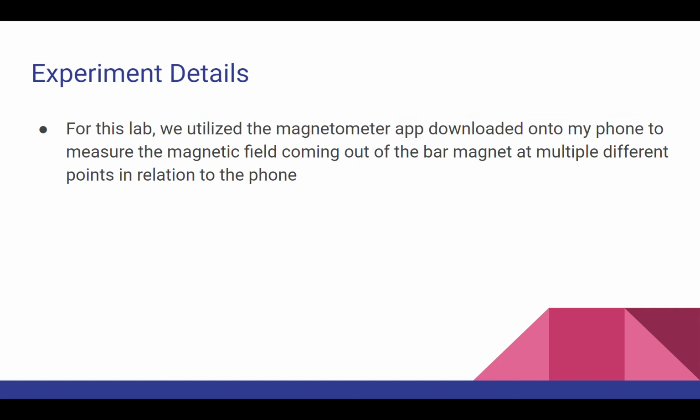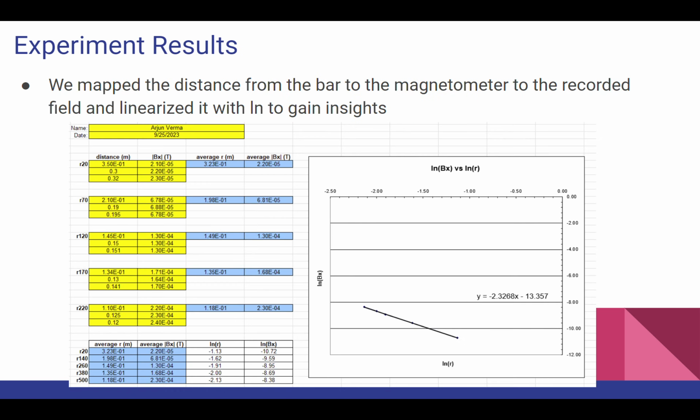For the details of our experiment, for this lab we utilize the Magnetometer app, downloaded on my phone, to measure the magnetic field coming out of the bar magnet at multiple different points in relation to the phone, as well as the magnetic field of the Earth. So what we did is we mapped the distance from the bar magnet to the magnetometer against the recorded field and linearized it with ln in order to gain insight. You have to take the log in order to linearize this formula. It was exponential, so you take the log to linearize it.